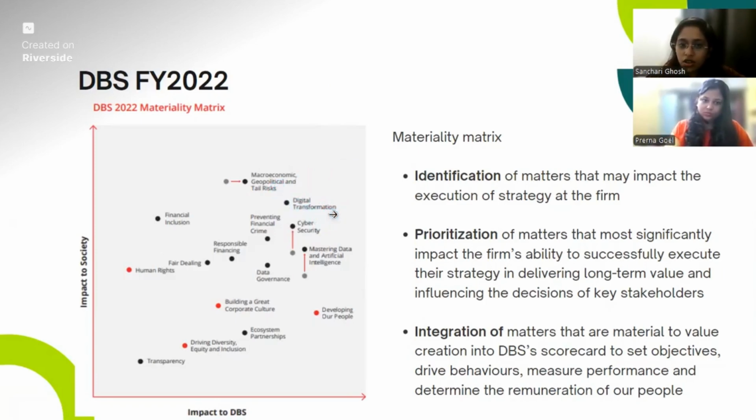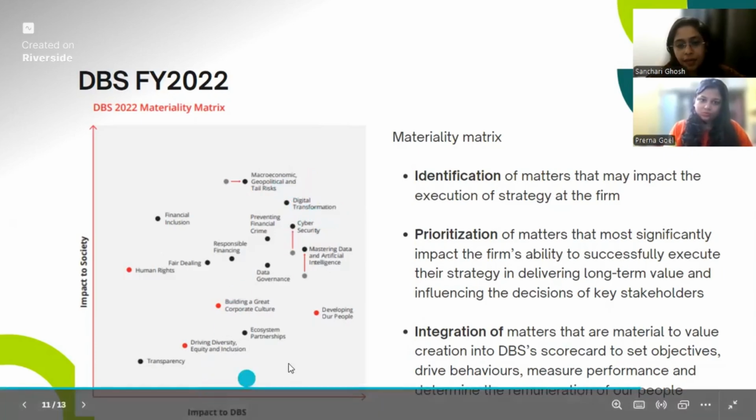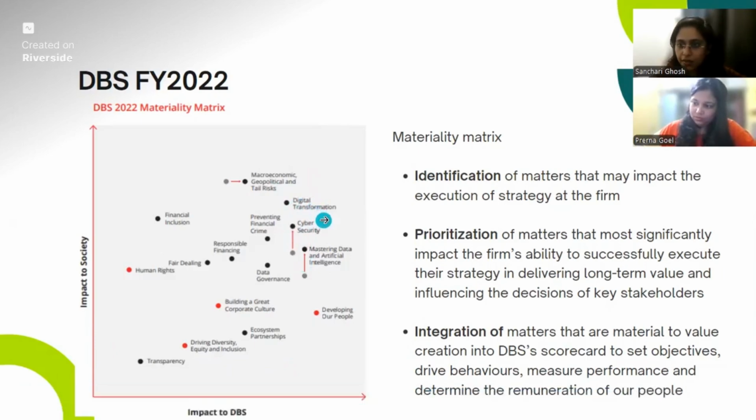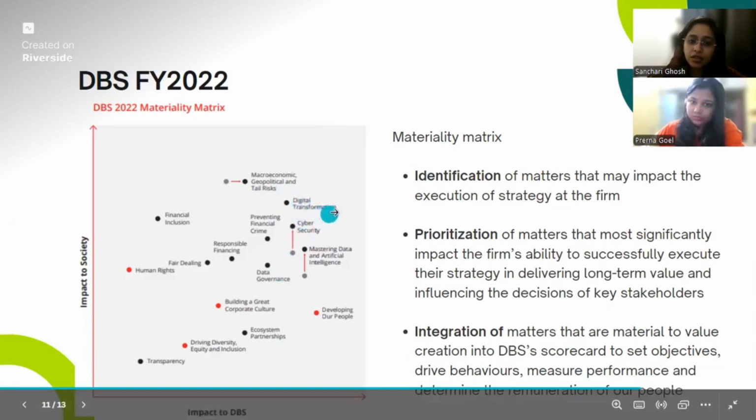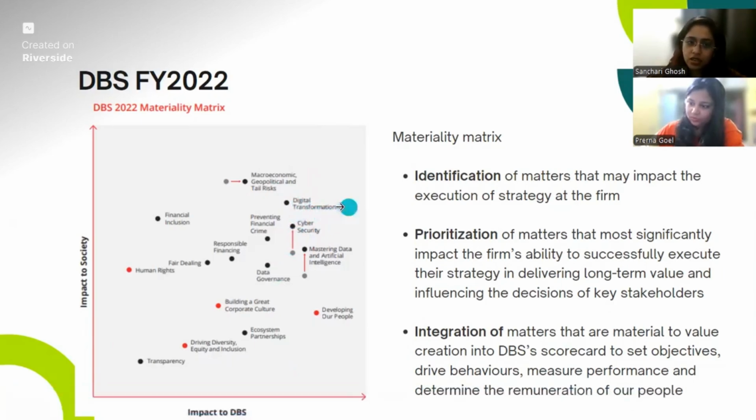Digital transformation, also they've mentioned. But what is the impact to DBS in general? That is mentioned on the y-axis. Okay. Got it. When I say digital transformation, एक impact अगर मैं देख रही हूँ, so I am seeing that it is of high impact to DBS. It is also of high impact to society.